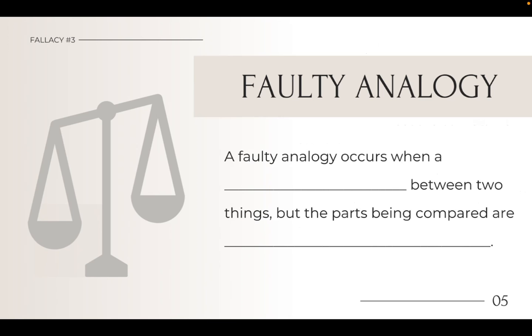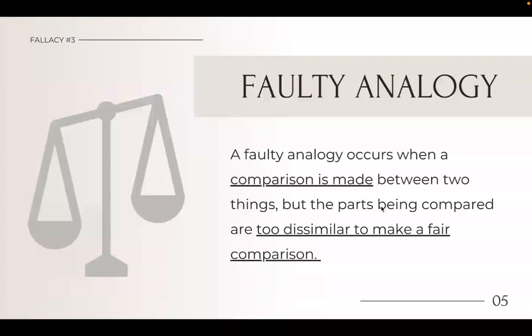Next, number 3 is the faulty analogy. A faulty analogy occurs when a comparison is made between two things, but the parts being compared are too dissimilar to make a fair comparison. So it's the old comparing apples to oranges situation, when you're comparing two things that at first glance seem like they are in the same camp, but when you really get down to it, they are so dissimilar that it's not fair to make a comparison.